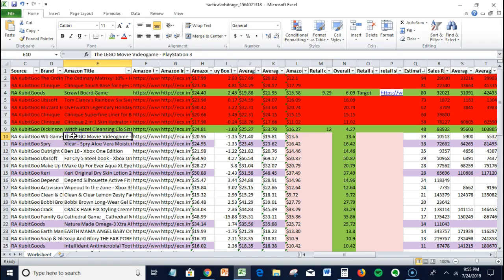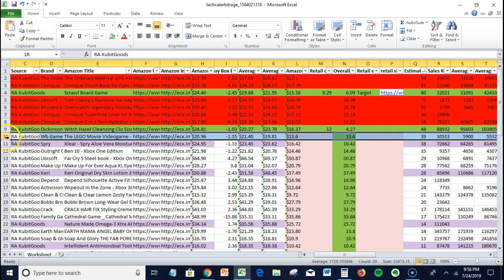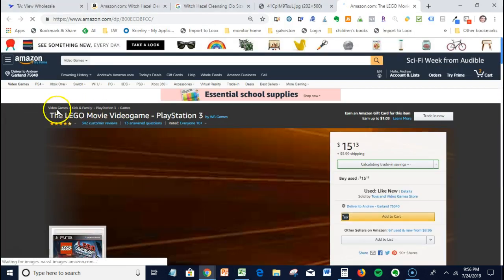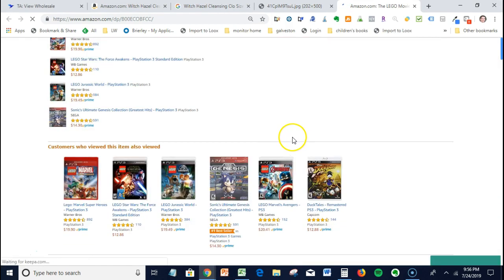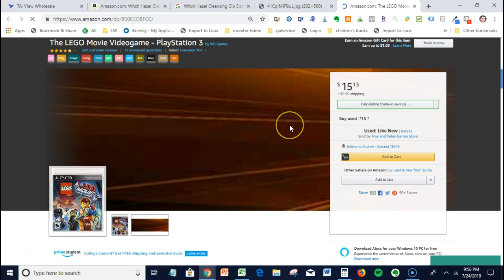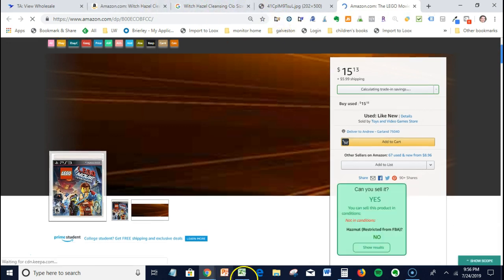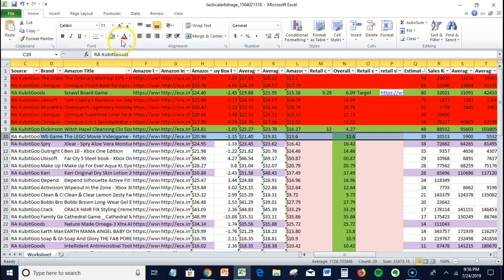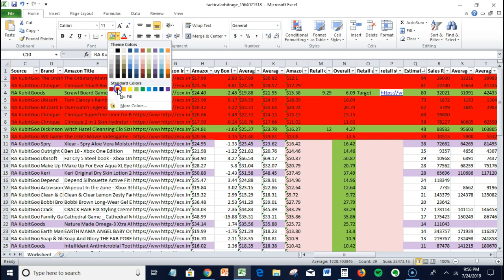There's a Lego Movie video game, PlayStation 3. Like I said, I don't want to mess around with games. Let's just do one. I just want to show you. You'll find out that there's just too much competition for these things. Yeah, forget it. Let's not even do it. I found that the only time I make money on games is if they're on sale.